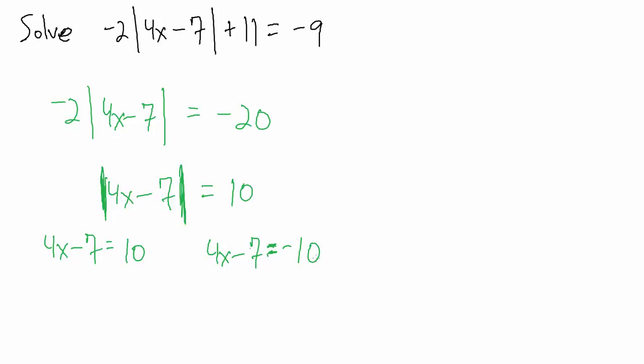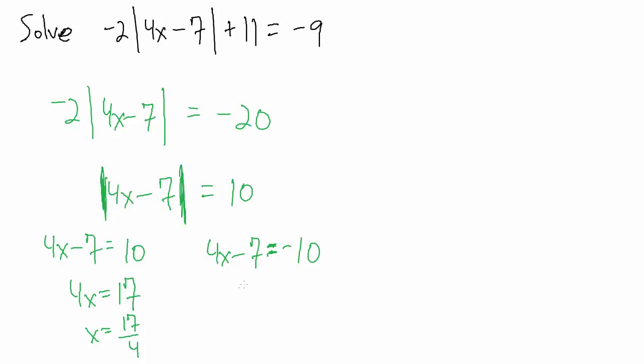So now we just solve each equation separately. So add 7 to both sides here. 4x minus 7 equals 10. If we add 7, we get 4x equals 17. Now we divide both sides by 4, and we get x equals 17 over 4. So that's one solution that we get from here.